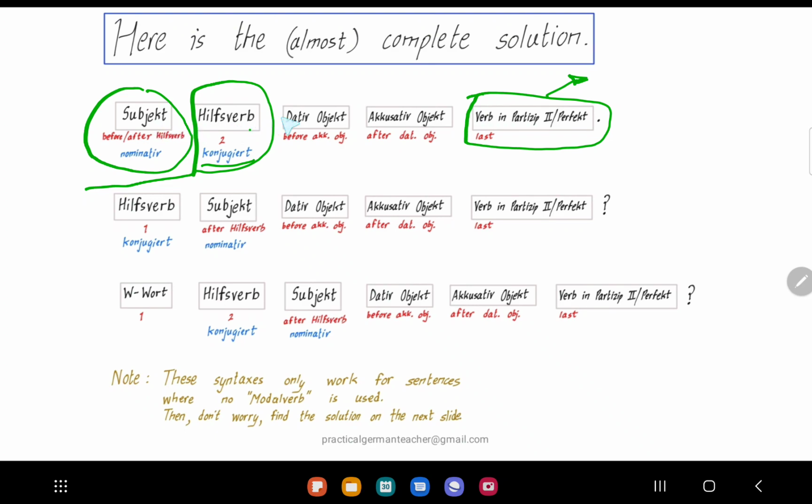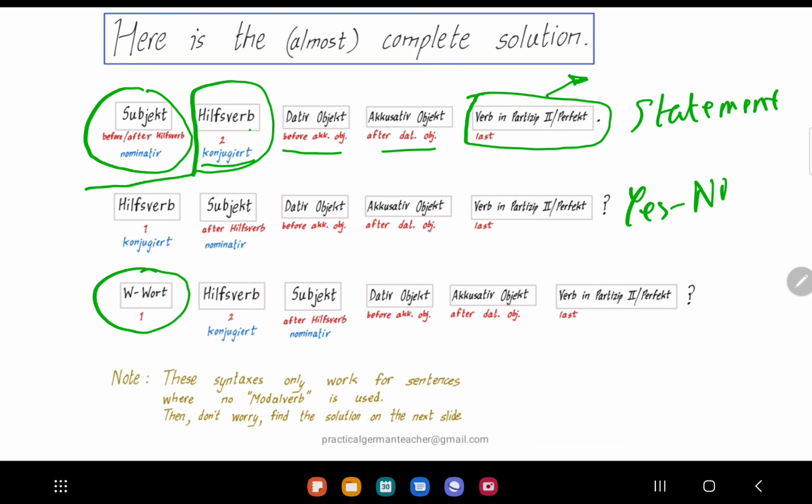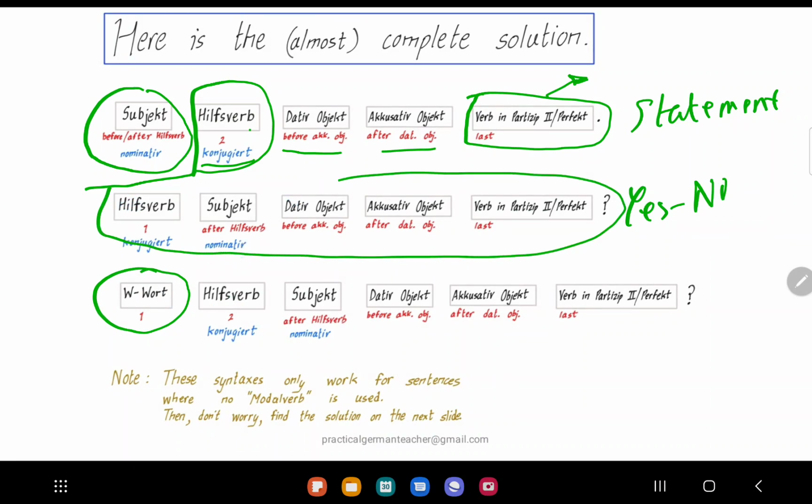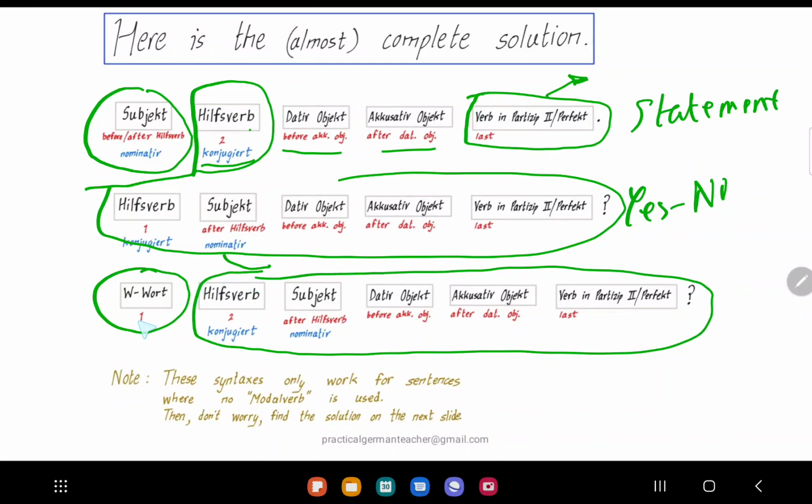So I think this one, dative object before accusative object, or the other way around, accusative object before dative object. So this is a statement, or a declarative sentence. What about a yes or no kind of question? It's very obvious. You just interchange the positions of the subject and the helping verb. Everything else remains the same, and of course you add a question mark. And what about when you want to ask a W word kind of question? You just take this one, you shift it, so everything else is over here, and at the first position you have the W word.